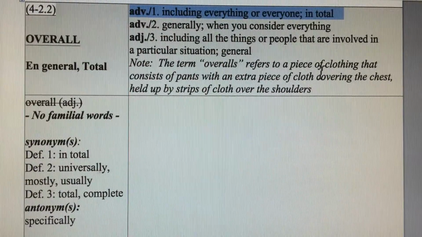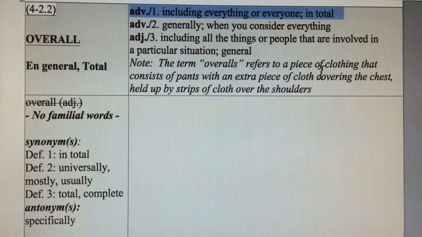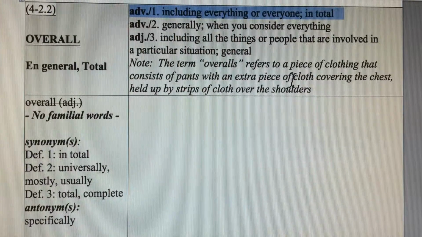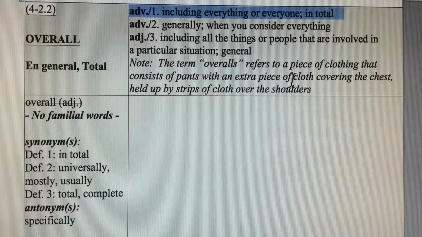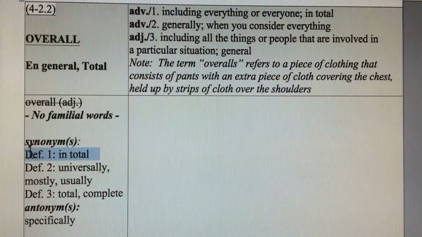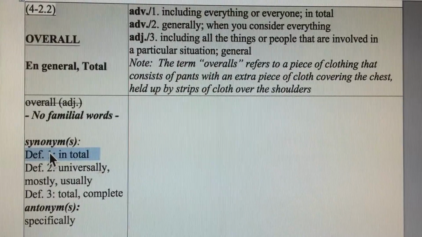Okay, let's take a look at the first adverb definition first. The first adverb definition means including everything or everyone in total. And so you can use this, for example, when you're talking about what you need in order to pass English 2, 3, and 4. You need to get 70% overall on your proficiencies. You have 9 proficiencies. On each of them, you have to get 60%. On all of them, overall, you need to have 70%. So in total. So we're also going to put that as your synonym for that first definition, which you'll add at the end of the video.